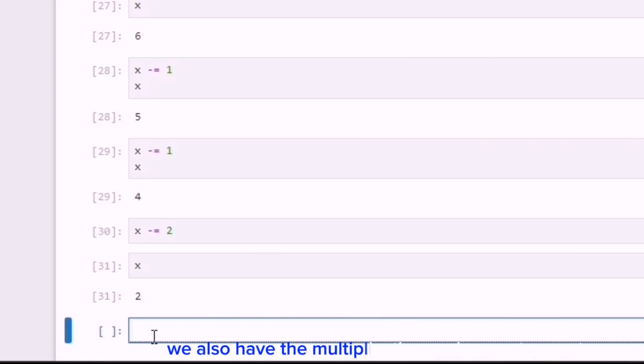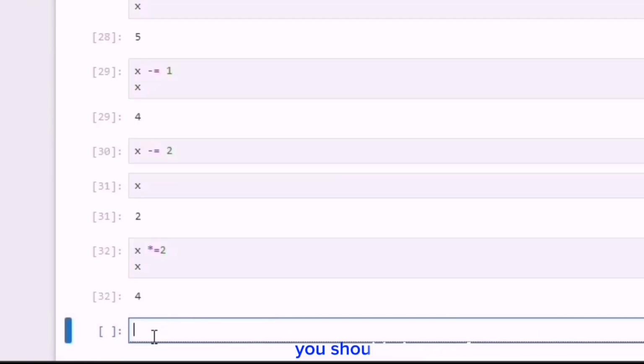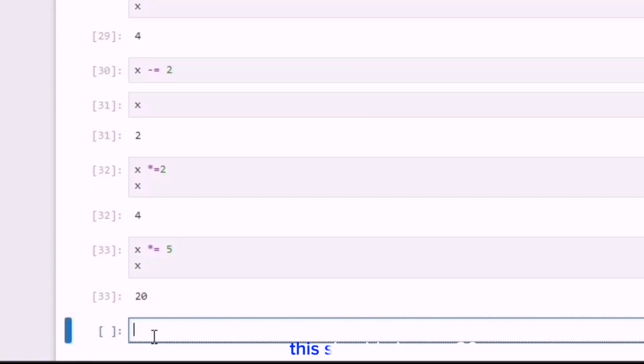We also have the multiplication assignment operator. All these things work with the same principle. Currently x is equal to 2, so if I want to do 2 times 2, I can simply say x times equal to 2, and if I print out x, this should give me 4. So it's simply saying 2 times 2, and if I want to multiply this 4 by, let me say, 5, I will simply say x times equals to 5. And if I print out x, this should give me 20. So that's it for the multiplication assignment operator.